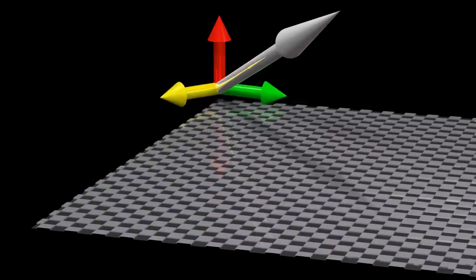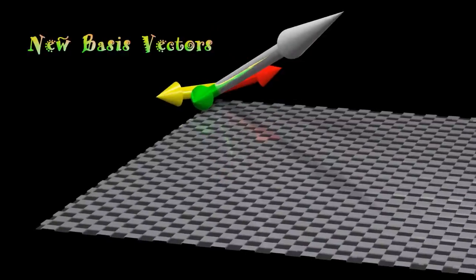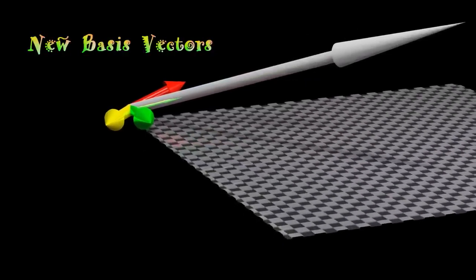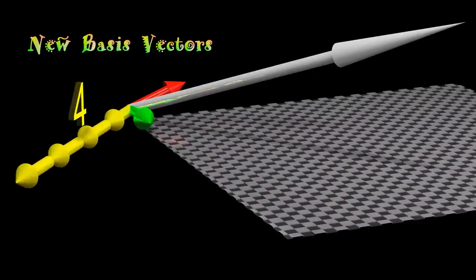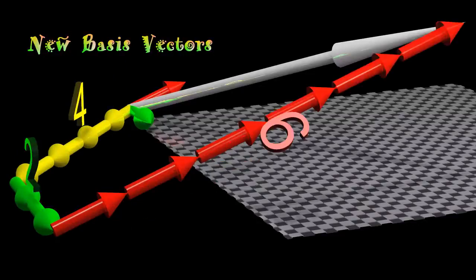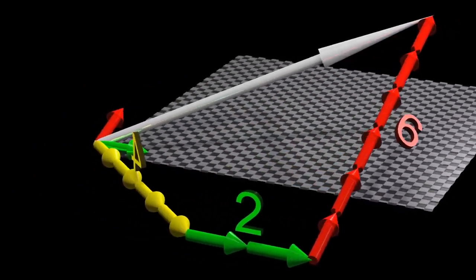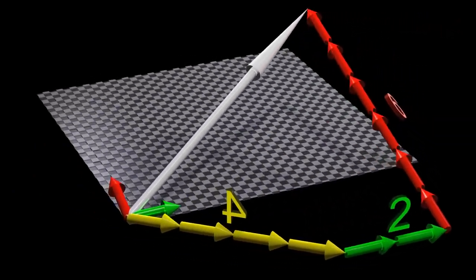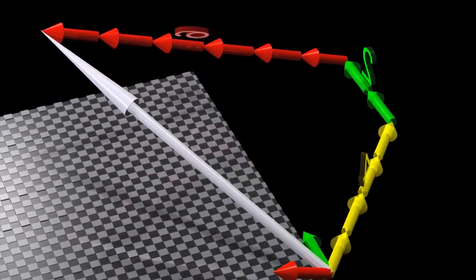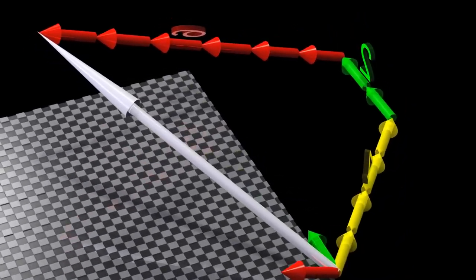Let's pick new basis vectors. We typically describe a vector by how many of each of the basis vectors we have to add together to produce it. But there is also another way to describe a vector in terms of the basis vectors. This is by taking the dot product of the vector with each of the basis vectors.